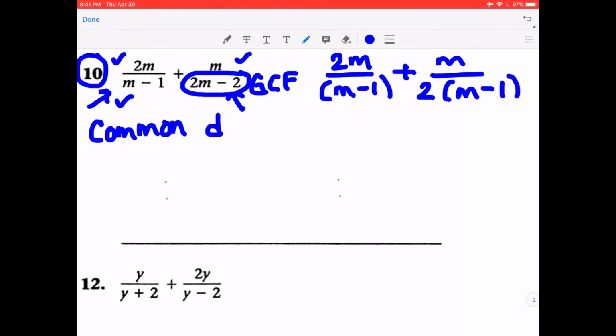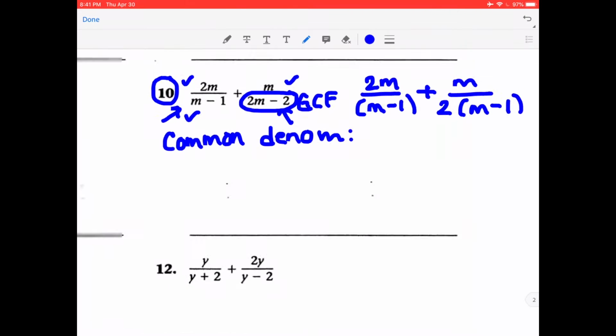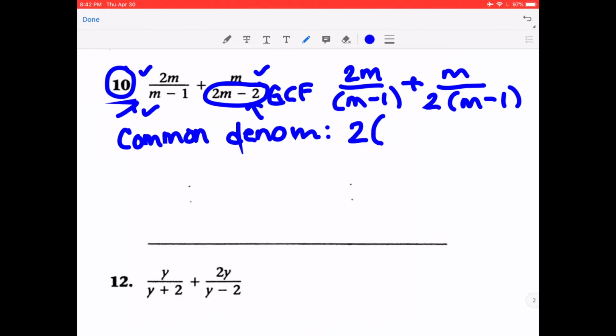Okay, so the common denominator that we should be looking for is 2 times (m minus 1), because both of the denominators can be turned into that. Over here on the right, I already have the common denominator, so I don't need to do anything. However, this fraction on the left still needs the common denominator. So in order to get it, I'm just going to multiply by 2. And if I multiply the bottom by 2, I need to multiply the top by 2.